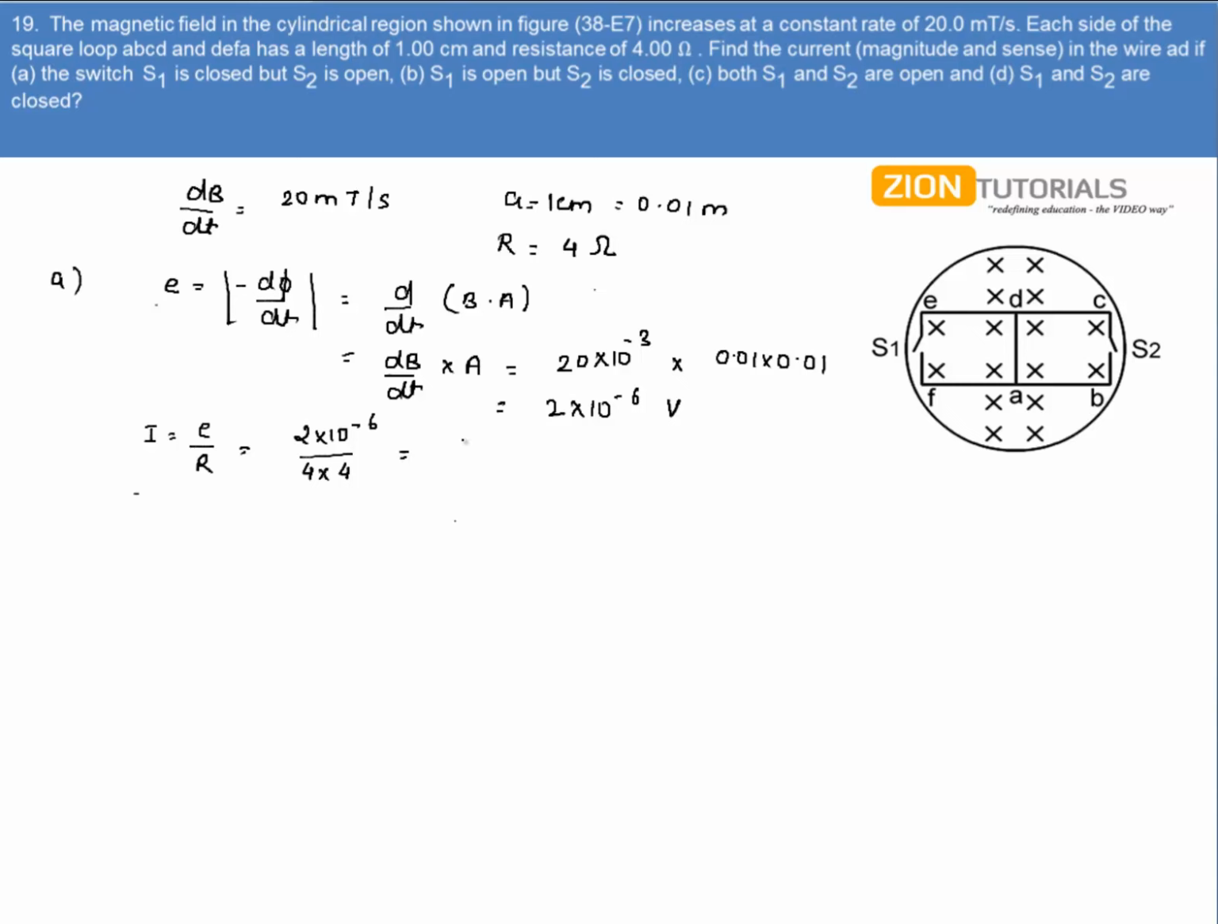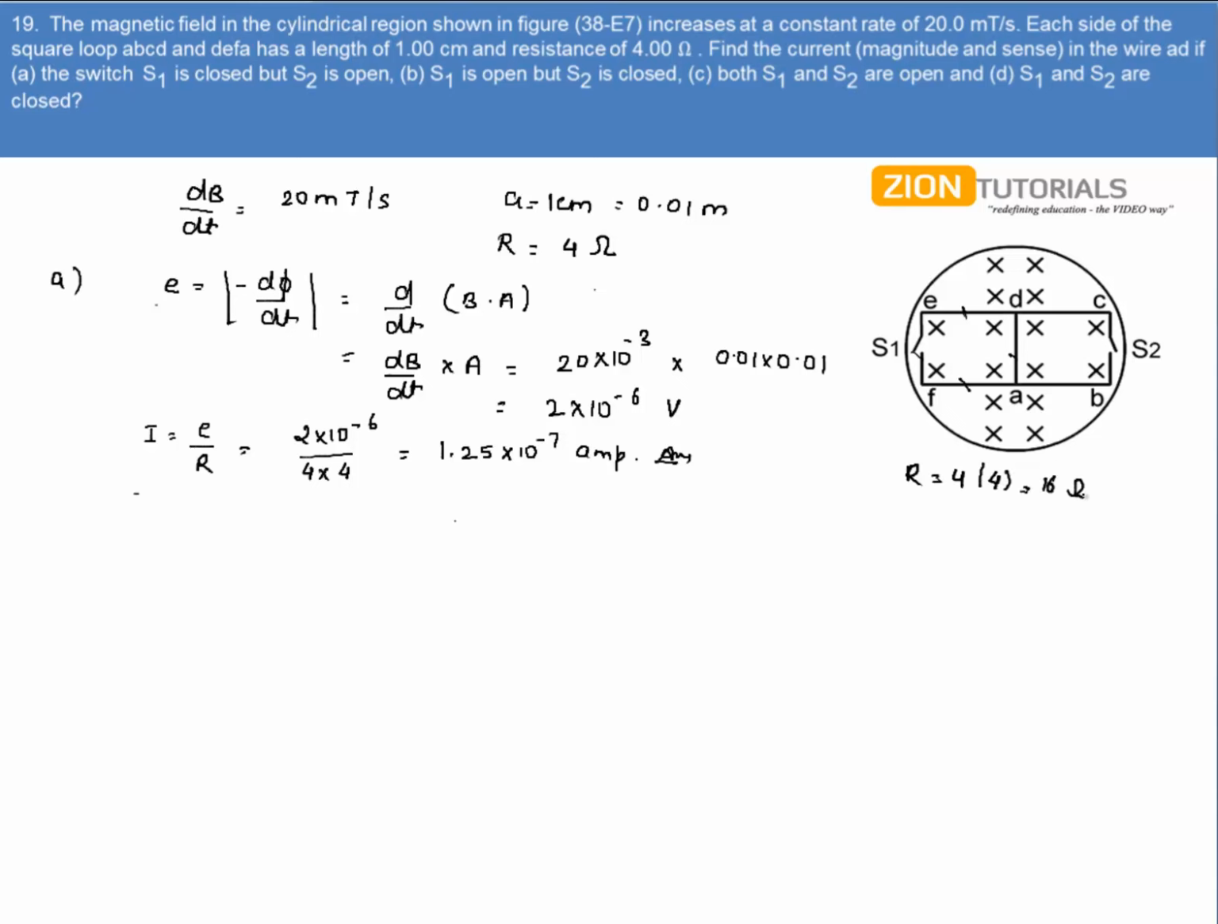So on solving we get the current as 1.25 into 10 to the power minus 7 ampere. That is our answer. Again note that the resistance of this complete loop will be 4 times the resistance of this side, this side, this side and this side, which are equal. So 4 times the resistance of each side, that is again 4 ohm, we have 16 ohm.